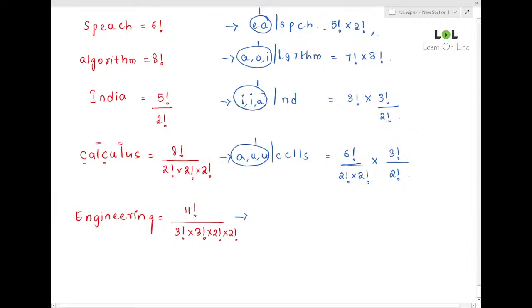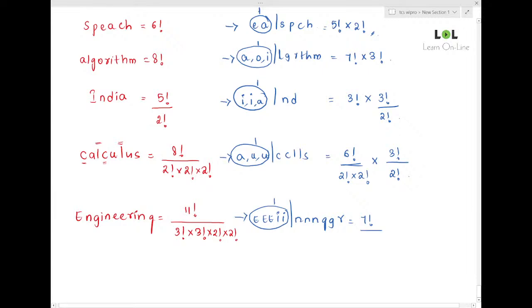Okay. Last example. Observe. Engineering. What do we have? 3 E's are there, and 2 I's are there. These are vowels. Consonants: N, N, N, G, G, R. That's it. How many vowels? 5 vowels. Consider them as one unit. Now 6 consonants plus 1 unit of vowels means 6 plus 1 is how much? 7. That will become 7 factorial.